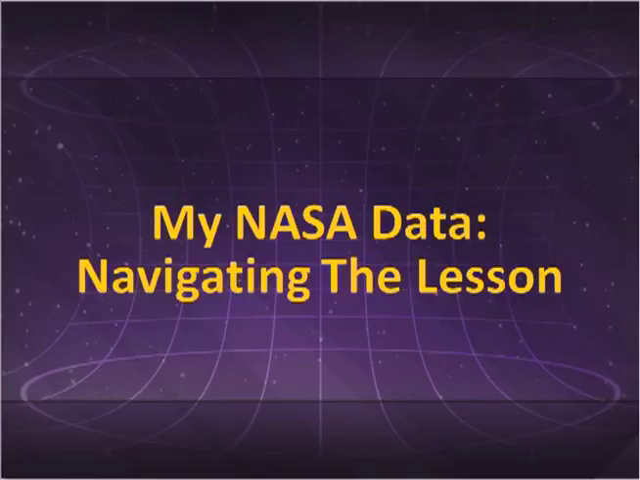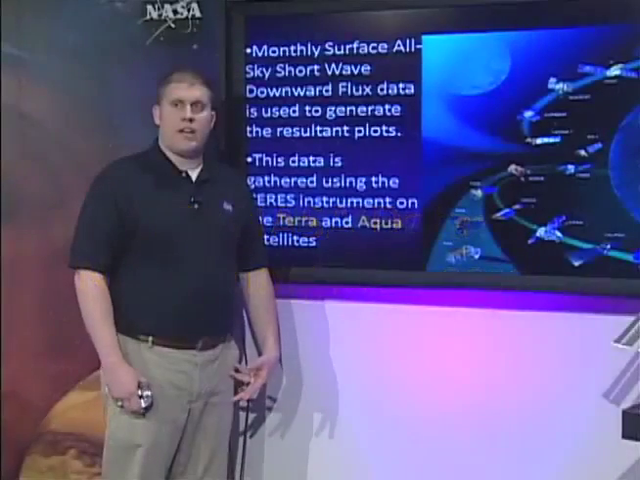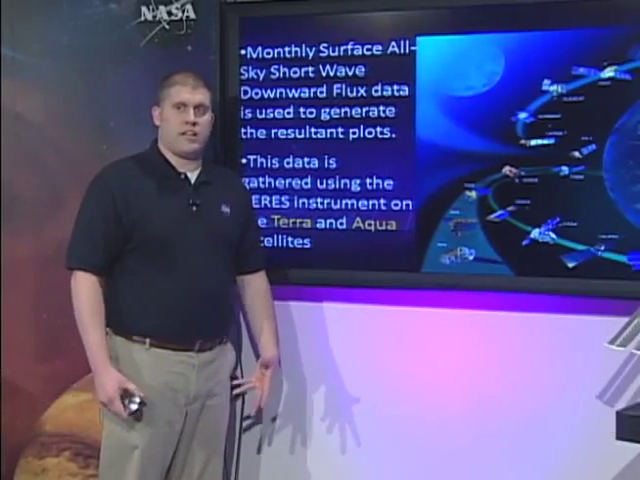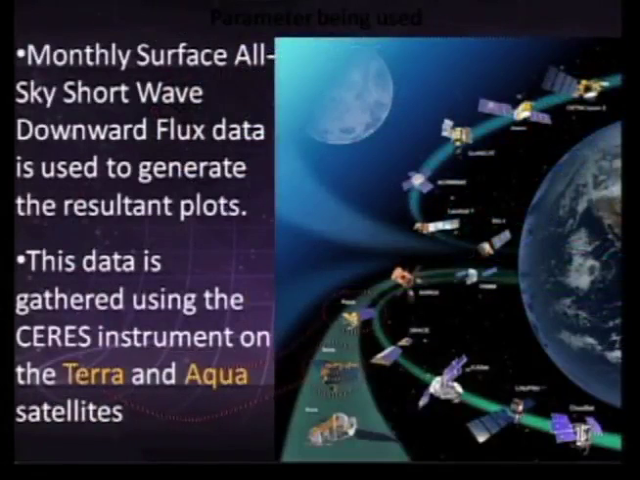We're going to go ahead and start talking about the actual lesson and going through it. Before we do that, we want to point out that we will be looking at monthly surface, all sky, shortwave, downward flux data. And this is data that's collected by the Ceres instrument. If you notice down in the image, there are two different satellites that are circled. That's the Terra and the Aqua satellite. One of the satellites will go over a certain area in the morning and the other will go in the evening. So we get all of the Ceres data from these two different satellites.